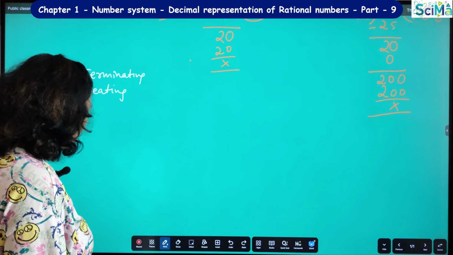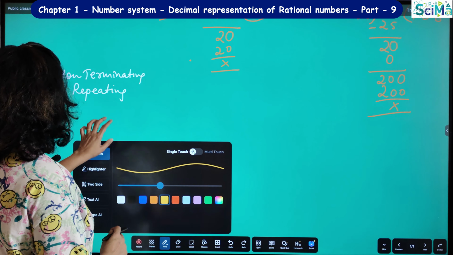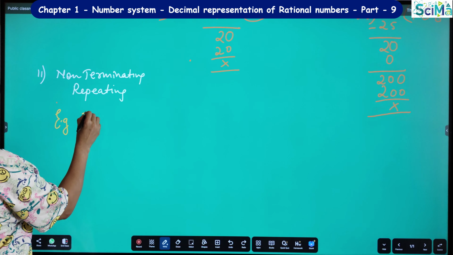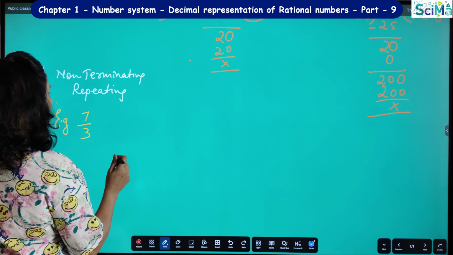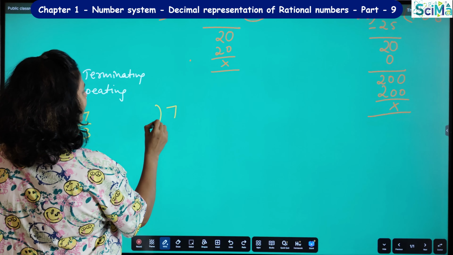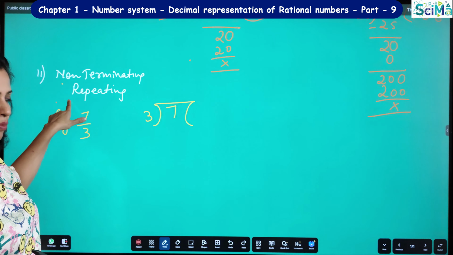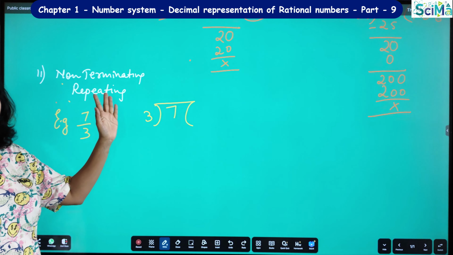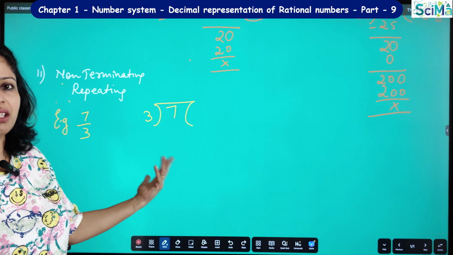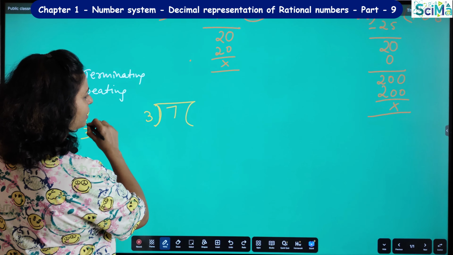Suppose I give an example here: 7 by 3. Let us see how the decimal form of this will come. So 7 divided by 3. We are seeing non-terminating and repeating. So obviously the name suggests that this division is not going to get terminated, and some number will be coming in the repeating block in the quotient. So we'll see what we have in store.